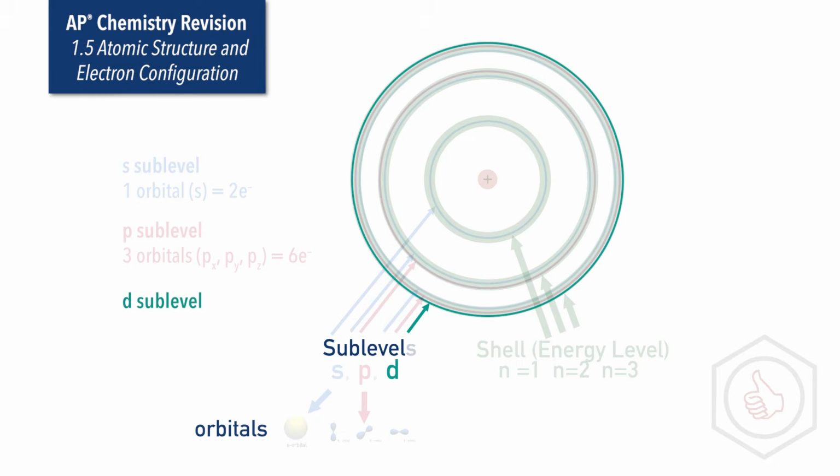A d sublevel in an atom has 5 orbitals and can hold a maximum of 10 electrons. The shapes of orbitals in the d and f sublevels are quite complicated, and we don't need to worry about them at this stage of the course.